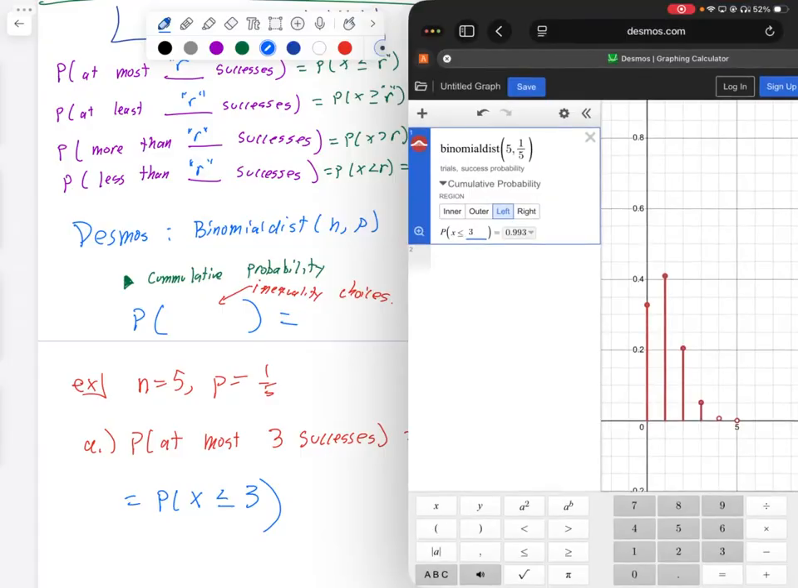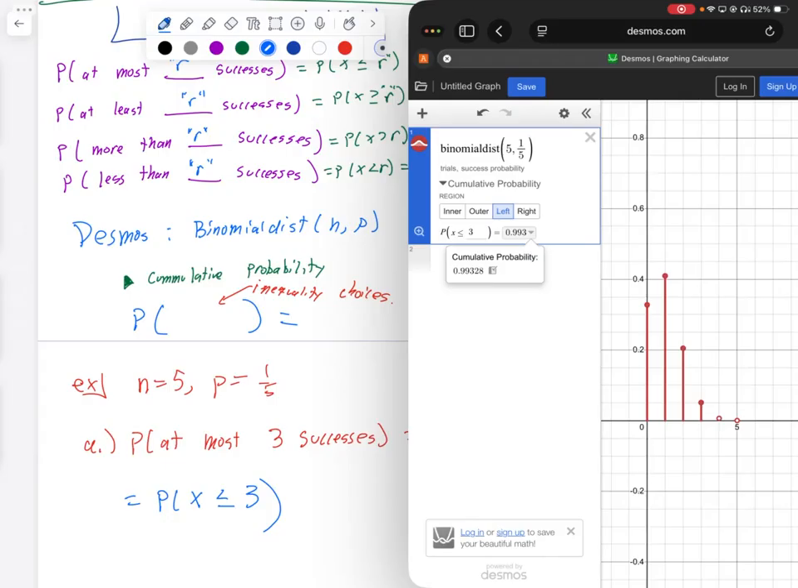And there's my answer. Now notice that this answer is rounded. To get the answer that you need to input into your Desmos, you click on there, and there's my answer, 0.99328, which is what you got in your do now. Now remember, you had to add the 4 numbers together. You had to add up the probability of 0, the probability of 1, the probability of 2, the probability of 3. This just, boom, gives you the answer right then and there.